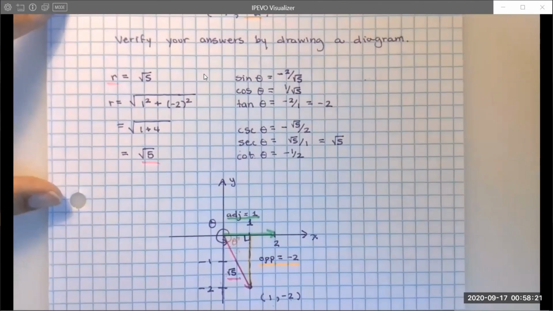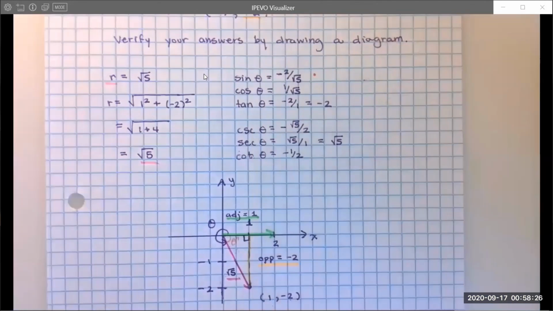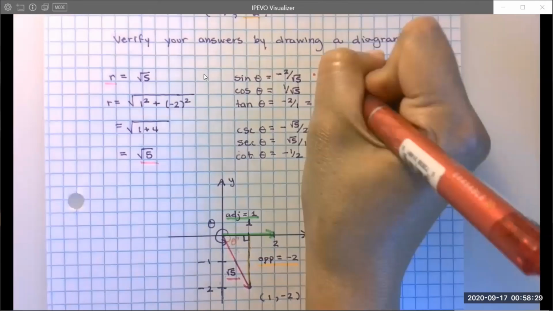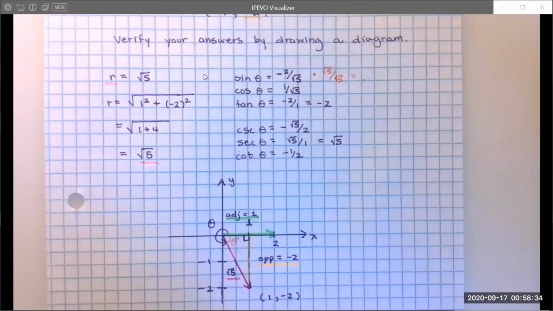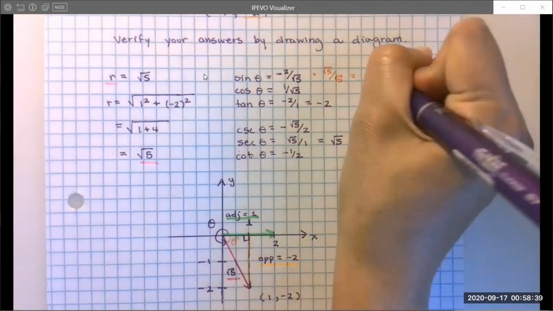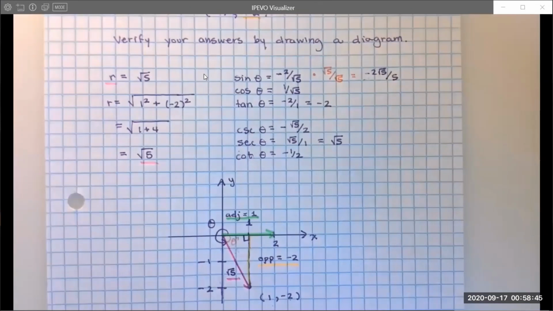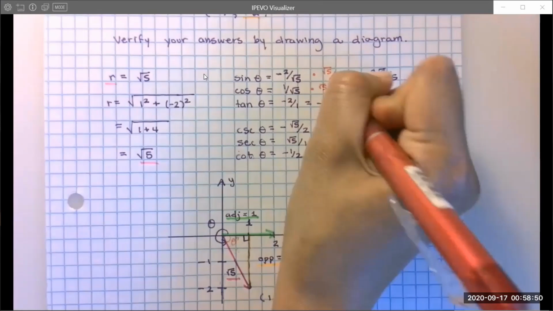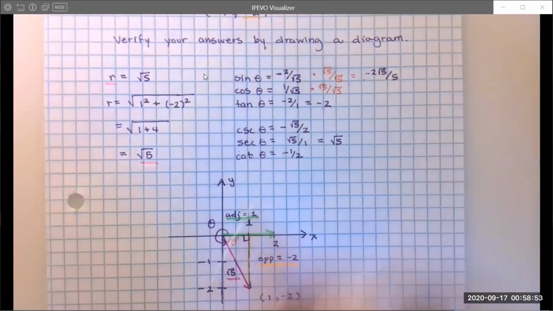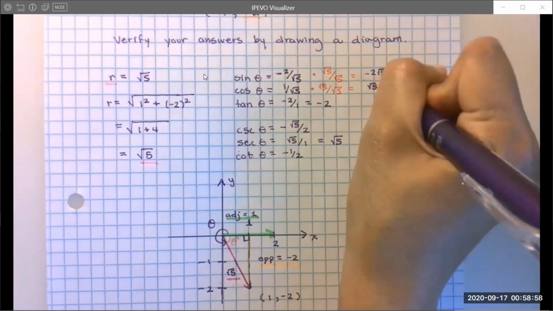No. Okay, good. All right, so now we're going to rationalize because we don't like to leave radicals in the denominator. We're going to multiply top and bottom by the square root of 5 wherever it's necessary. So it's necessary for sine, in which case we're going to get -2 radical 5 over 5. It's also necessary for cosine because it has a square root of 5 in the denominator. So we'll multiply by square root of 5 top and bottom there. And then we'll get a square root of 5 over 5.